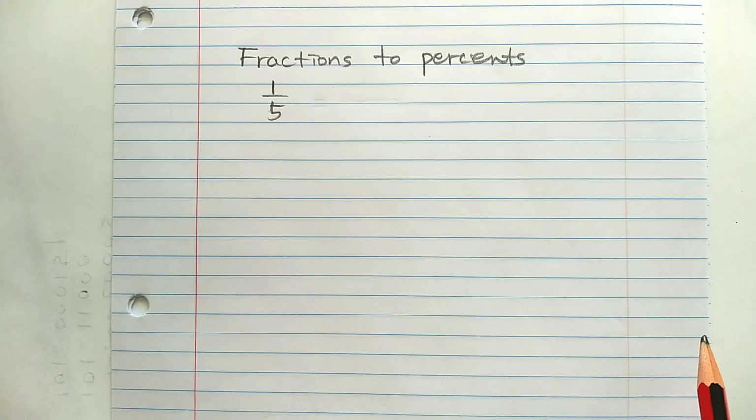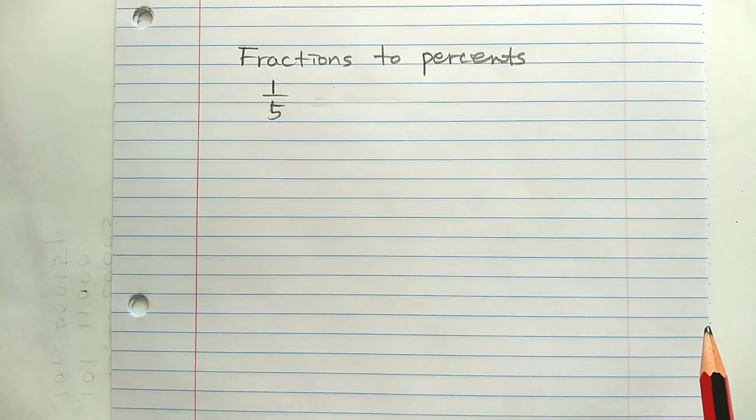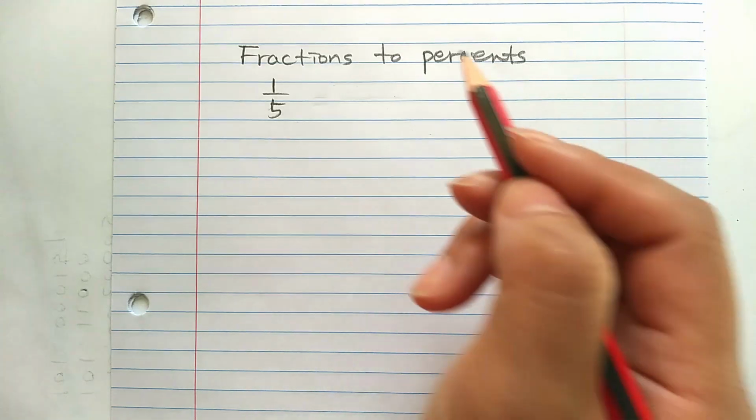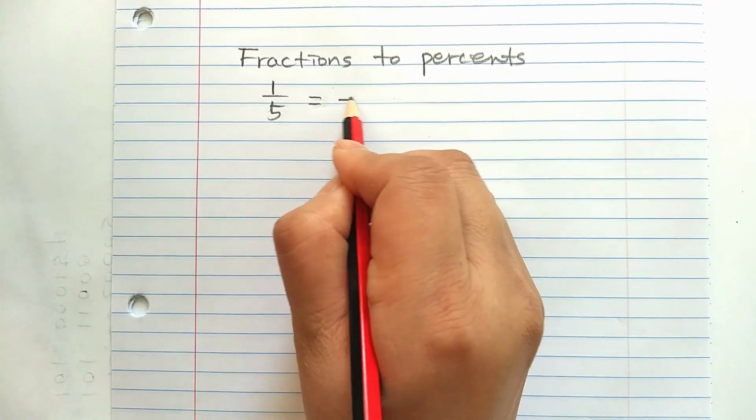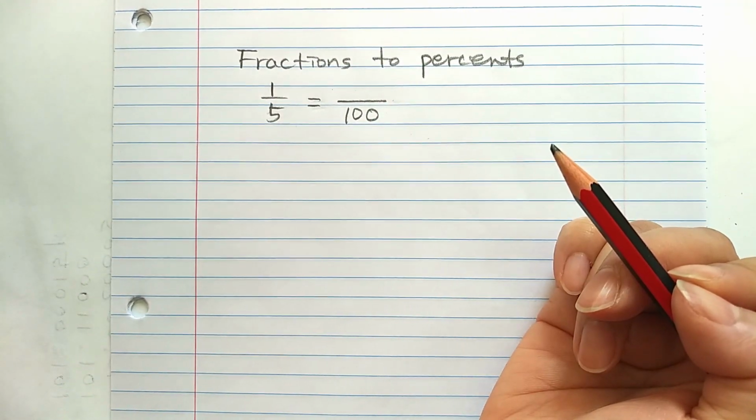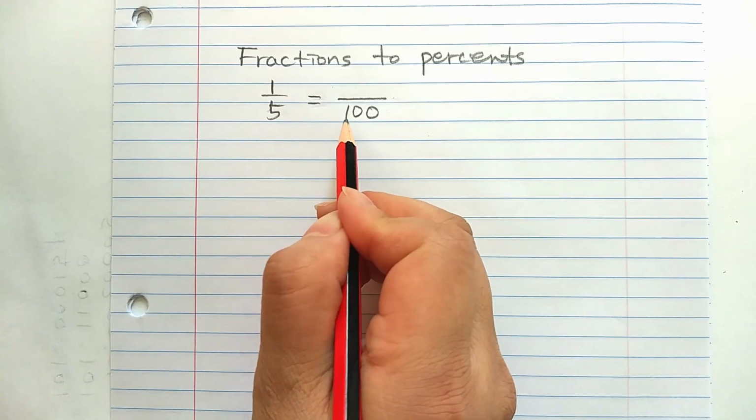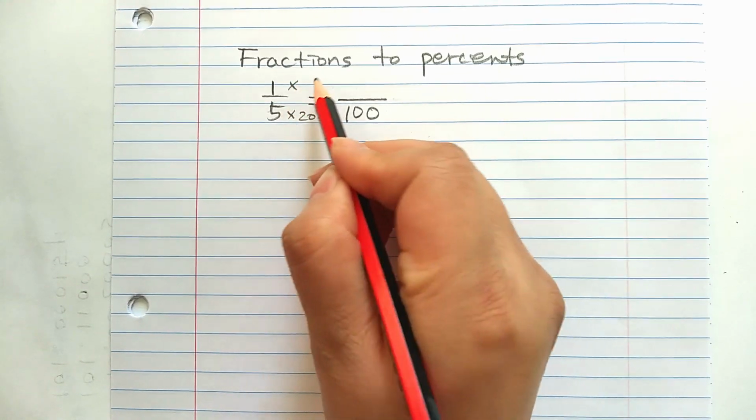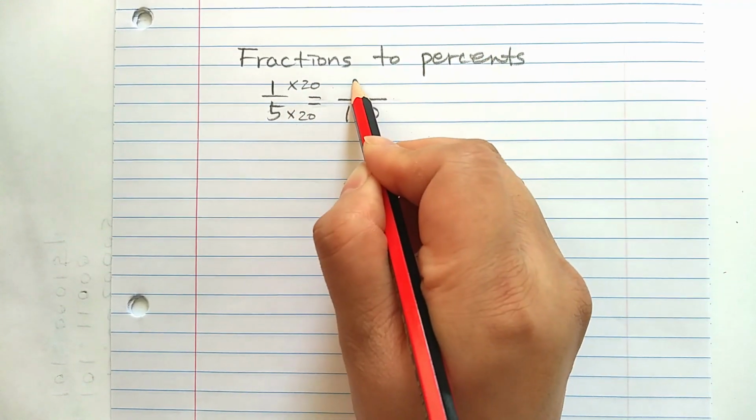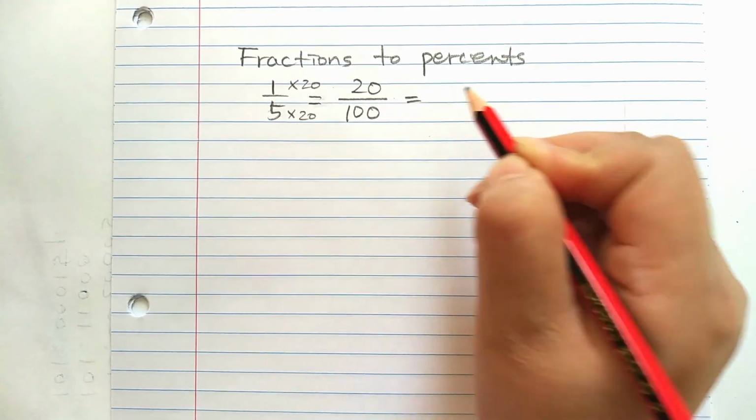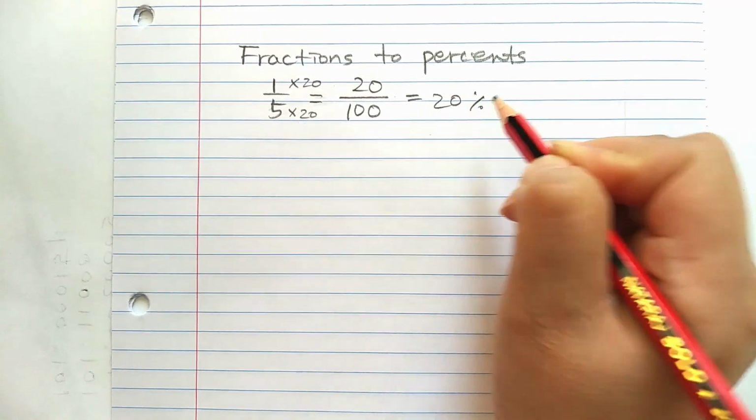How do we convert fractions to percent? Remember, a percent is similar to a fraction except the denominator is always 100. So if we find the equivalent fraction with the denominator 100, then the numerator part is going to be the percent. To have 100, what do we need to multiply here? 20. And do the same for the top, 20. Then this becomes 20 here, and that is equal to 20%.